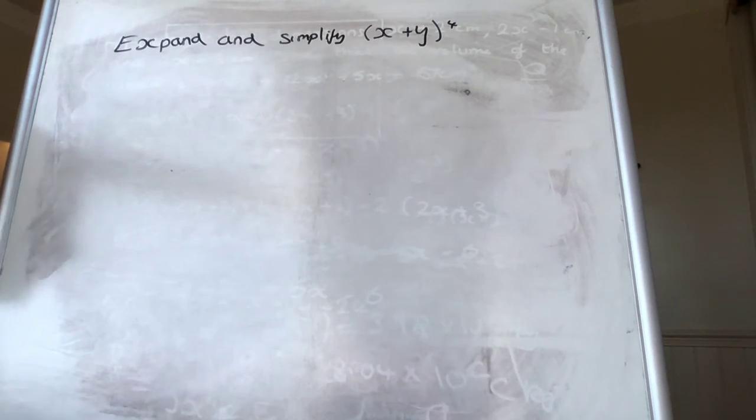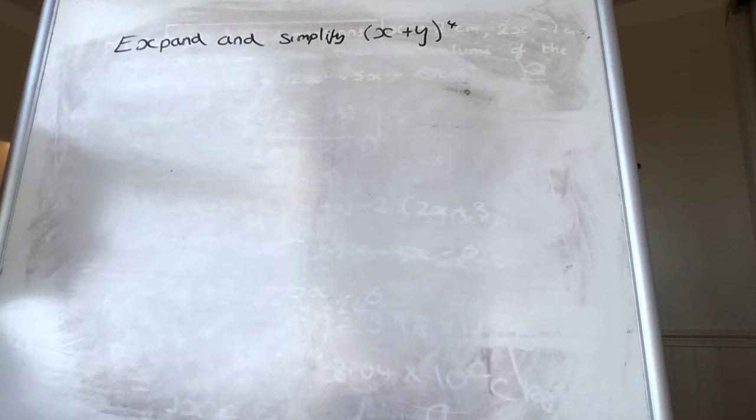Now this is the last question that we're going to do here, so let's try and do this one. It's a little bit more challenging. Now it's expand and simplify (x + y) to the power of 4. There is something called a binomial expansion that will allow you to expand expressions like this more simply, but we're simply going to use the method of expanding brackets to answer this question.